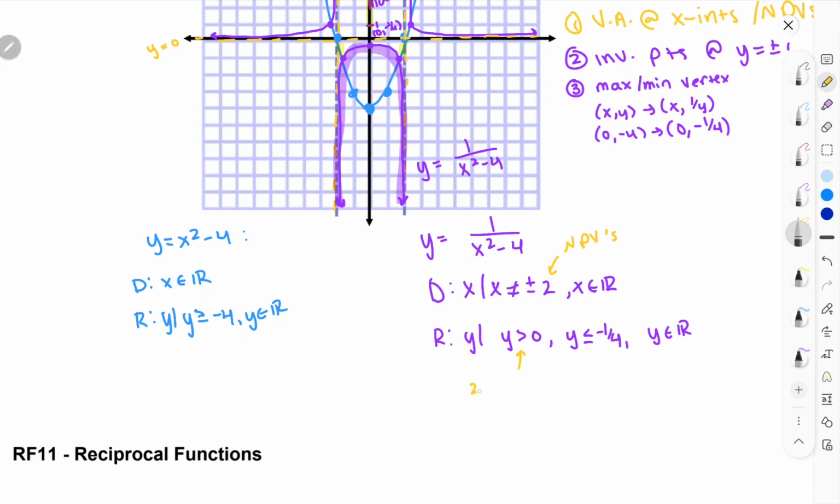This is describing my 2 upper arms, and this is describing my lower half, whatever you want to call it, that has a maximum value, right? It was my minimum before, now it's my maximum. So that plays into my range here.